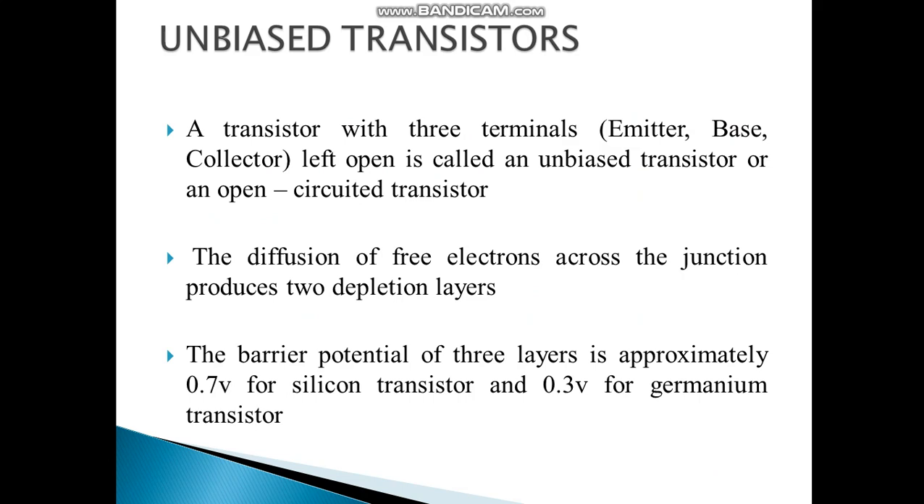Unbiased transistor. A transistor with three terminals, emitter, base, collector, left open is called an unbiased transistor or open circuited transistor. The diffusion of free electrons across the junction produces two depletion layers. The barrier potential of these layers is approximately 0.7 volt for the silicon transistor and 0.3 volt for the germanium transistor.